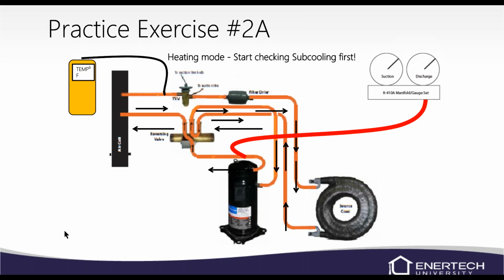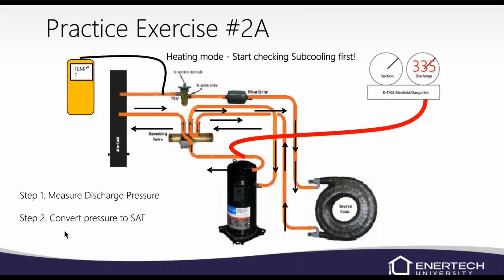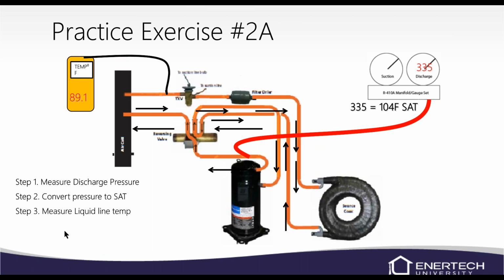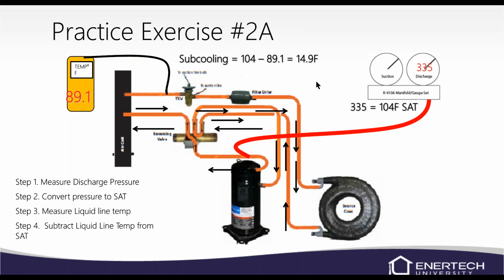We will go through another one here. We're in heating mode. Discharge pressure is 335. And if we convert that, 335 is equal to 104 degrees. So we'll have to just remember that number there. Now we'll measure our liquid line temperature. Again, warm side of the TXV, and in cooling, that's between your load and your TXV. So once we do the math on that, we have 14.9 or roughly 15 degrees subcooling. So we'll move on to our superheat.